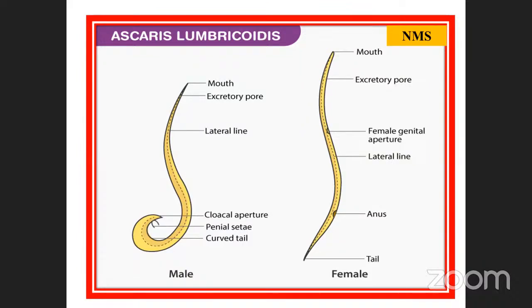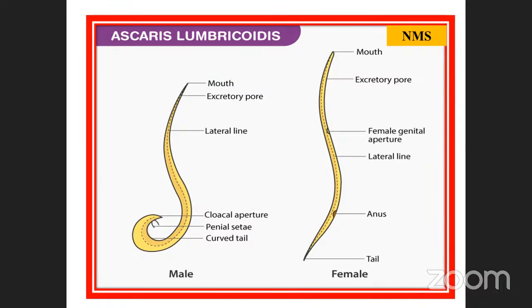But how will you identify these two? See the diagrammatic structure: the presence of penial setae. There are two small finger-like projections, a needle-like structure. These are used during copulation, during reproduction, and are called penial setae. So the presence of penial setae means it is male. If it is absent, it is female. See here, the female genital aperture is here.